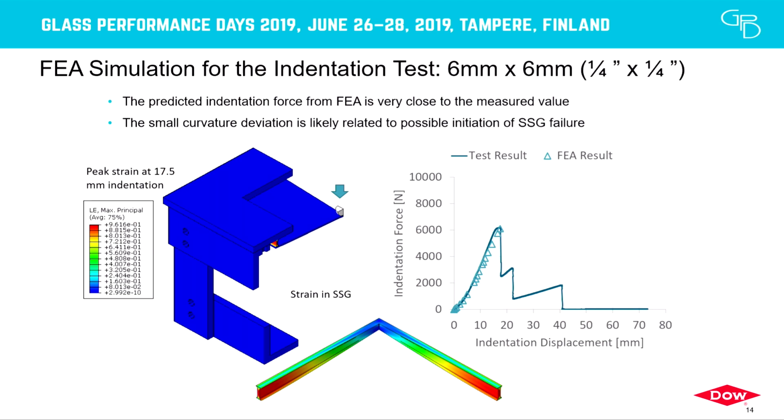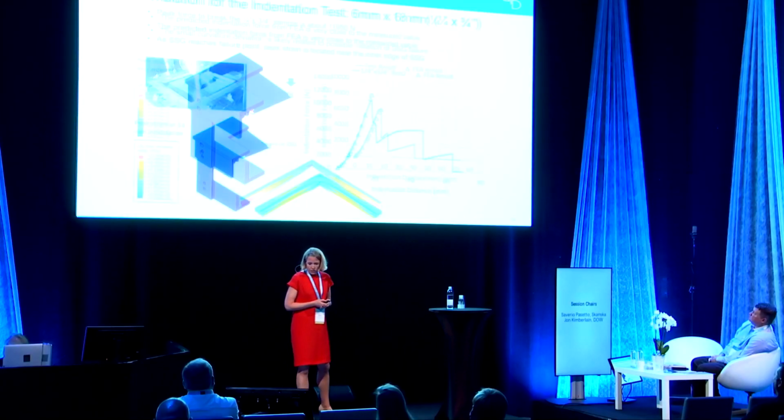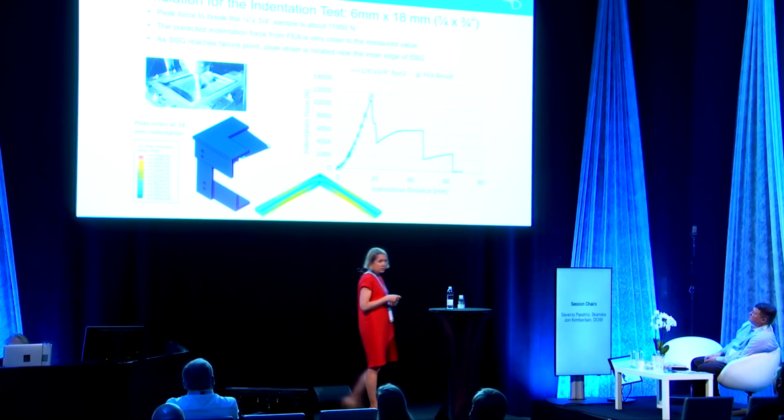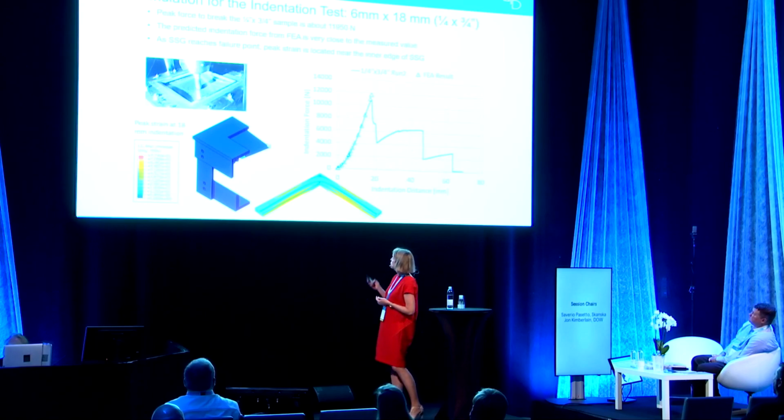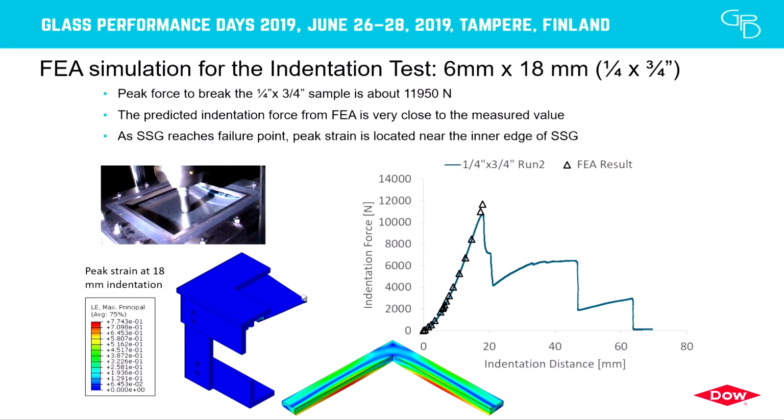So as you see here, what we also observe with the FEA is that this joint of 6 by 6 is mainly acting in tension. The test is repeated for the different aspect ratios, so 18 by 6, similar observations. So we have a peak force about 12,000 Newton here, and the prediction from the FEA, so our material model, is very, very good because it's predicting our experiment.